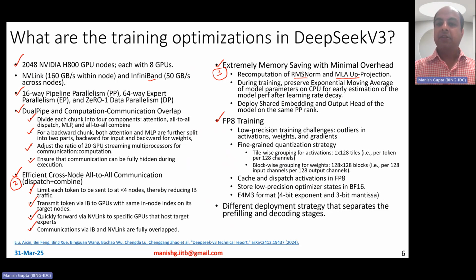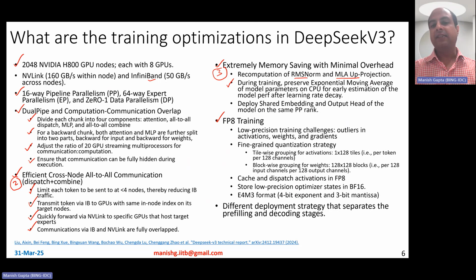Okay. So during training, when you are using learning rate, of course, you decay learning rate over epochs and over batches and so on. So they preserve the exponential moving average of model parameters on CPU for early estimation of the model performance after this learning rate decay.